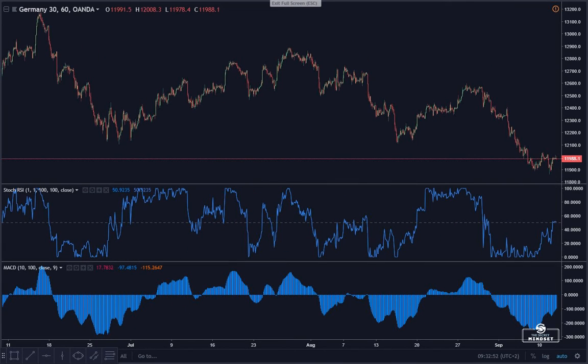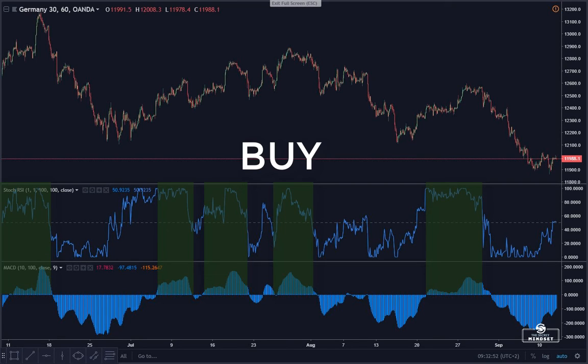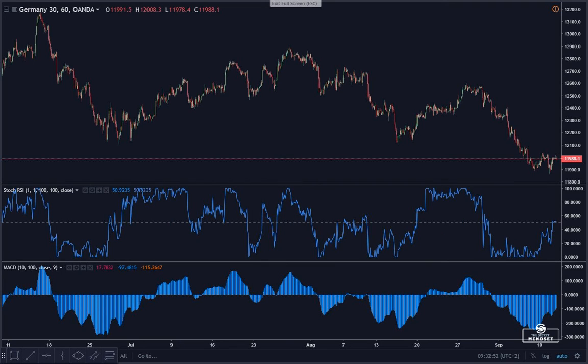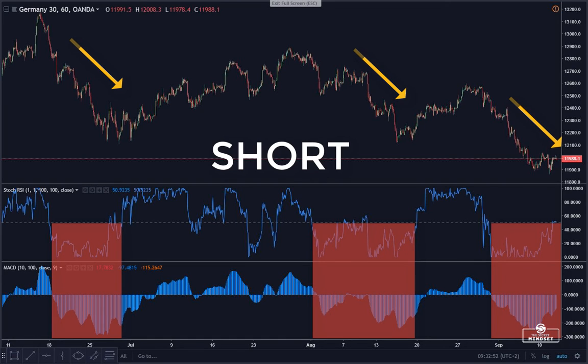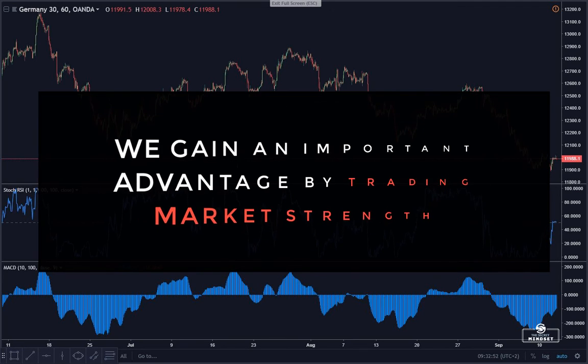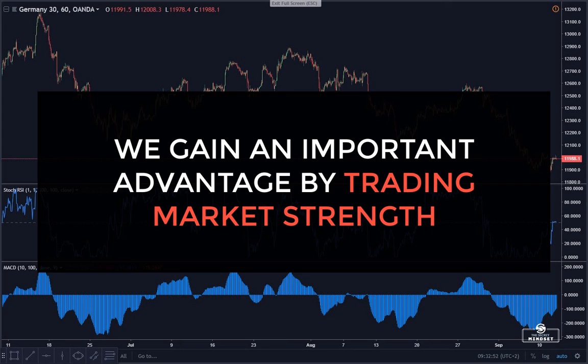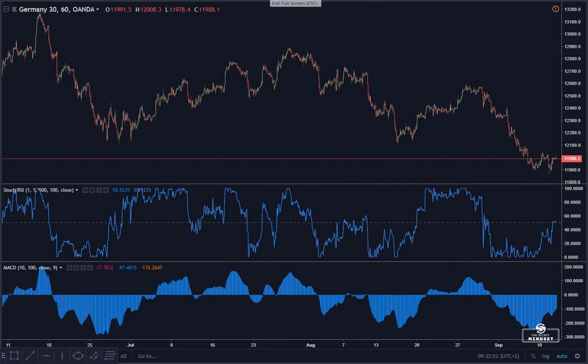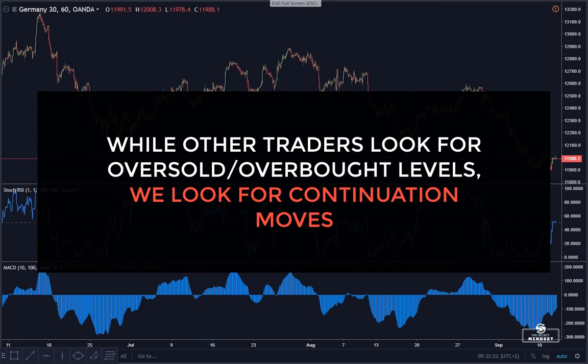Here's another chart, this time the DAX index. We look for buy signals when the stochastic RSI is over 50 and the MACD above 0, and we look for short opportunities when the stochastic RSI is below 50 and the MACD below 0. By using the stochastic RSI this way, we gain an important advantage by looking differently at this indicator. We don't trade overbought and oversold levels, and we don't chase tops and bottoms as most traders do. We are searching for market strength.